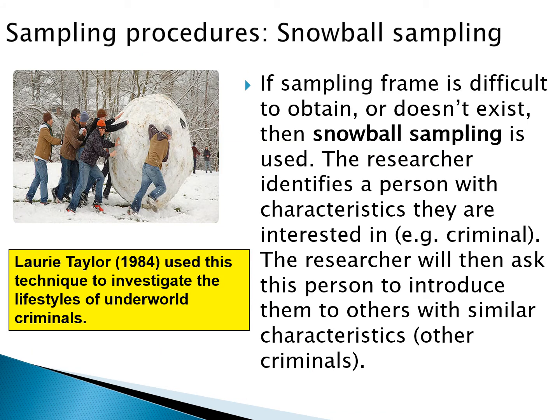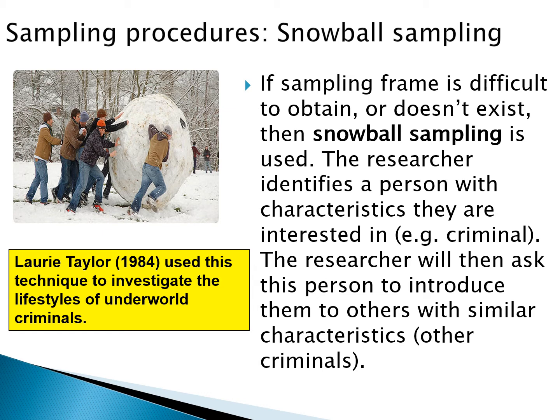Now, obviously, those probability samples are great when you have a sampling frame, but you don't always have a sampling frame. And so an alternative to probability sampling is this non-probability sample, the snowball sample. So in this case, you find one person that belongs to the group that you are interested in. So for example, Laurie Taylor used this method investigating the lifestyle of criminals. You could use it, for example, for homeless people.